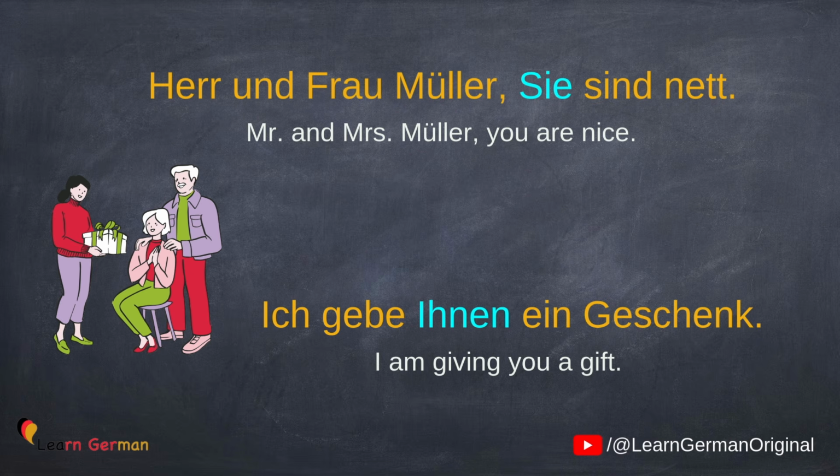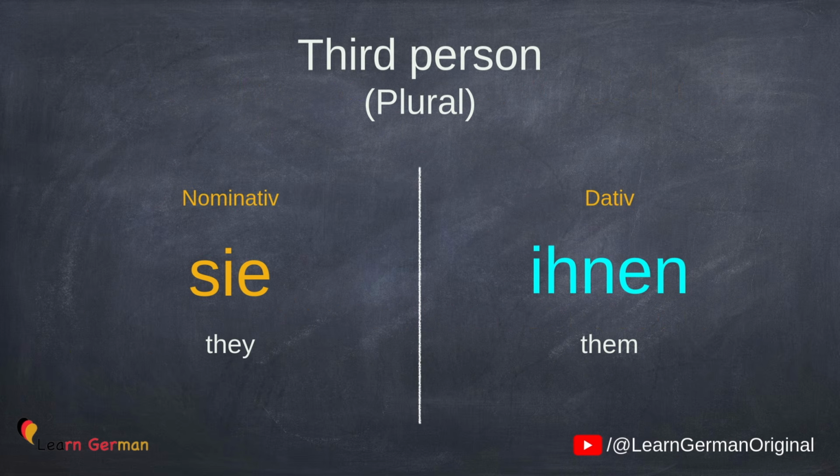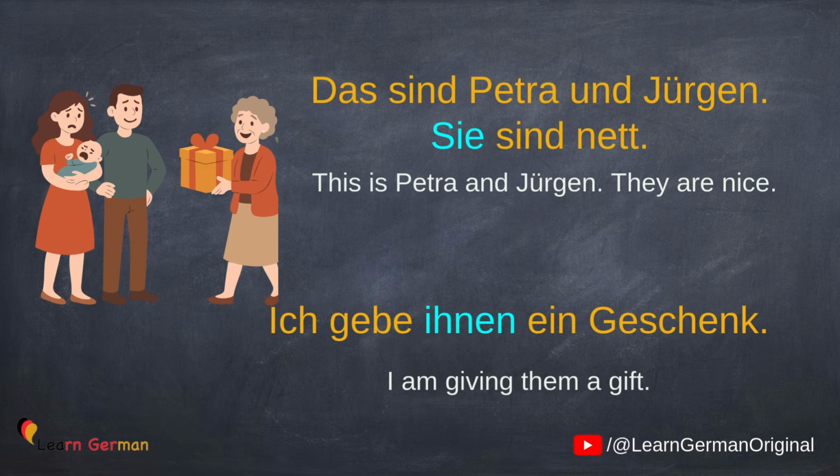Coming to the last one. Third person plural. Im Nominativ is sie and im Dativ it's ihnen. In this case, the capital I is replaced by the small i. Let's see how to use them. Das sind Petra und Jürgen. Sie sind nett. Ich gebe ihnen ein Geschenk. In this sentence again, ich is the nominative subject, ein Geschenk is the accusative object, and ihnen is the dative object. The dative personal pronoun for sie is ihnen.